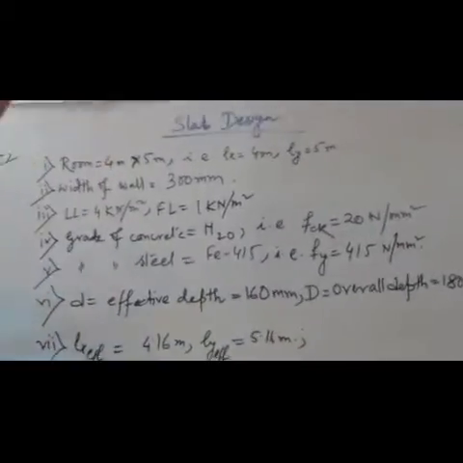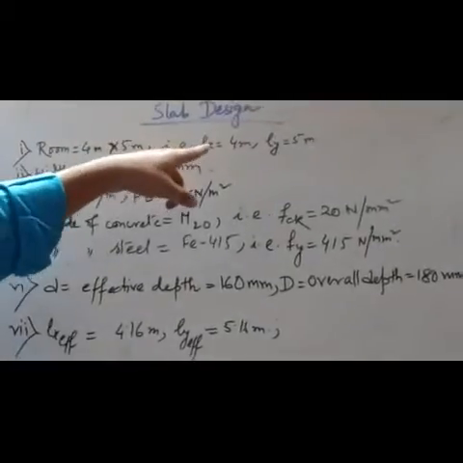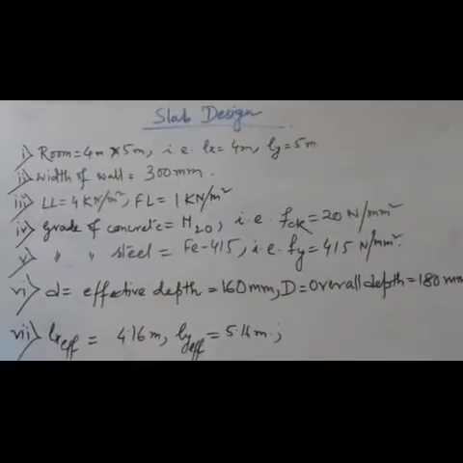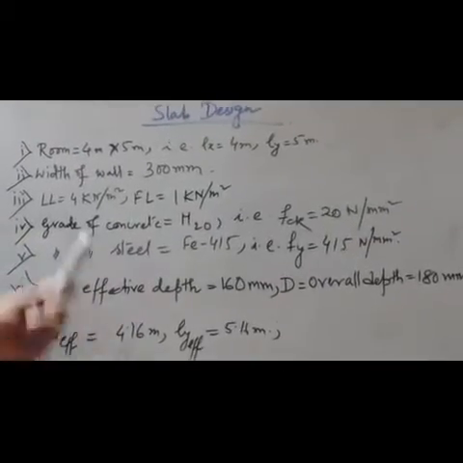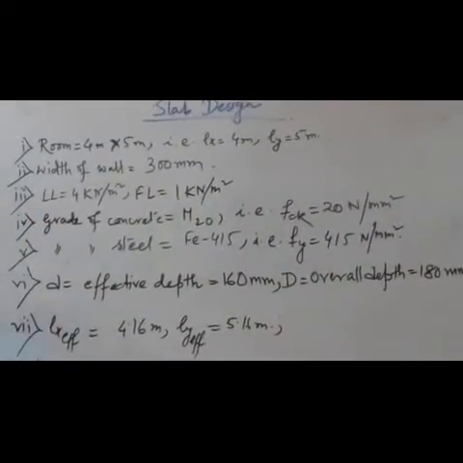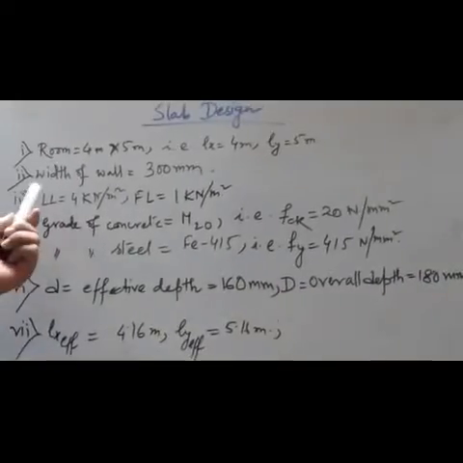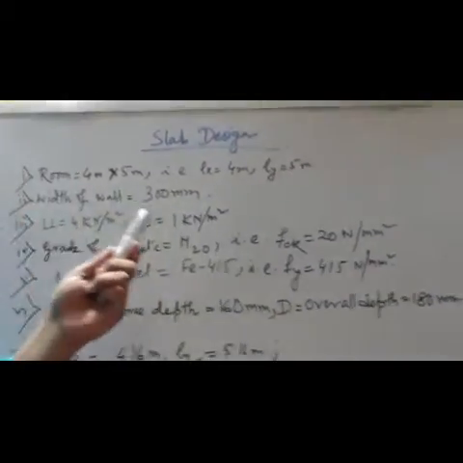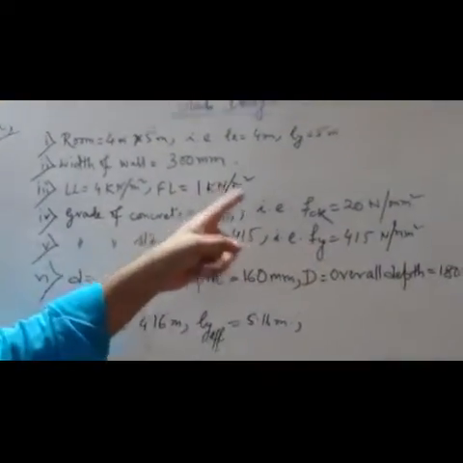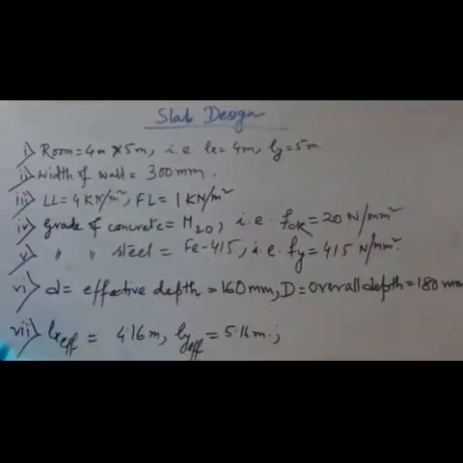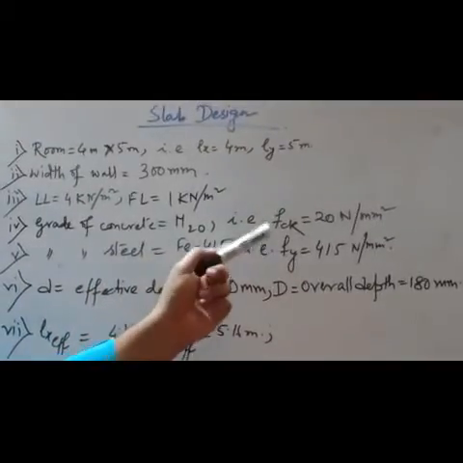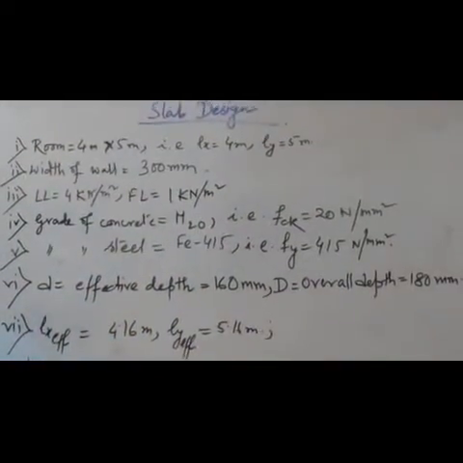First of all, the room is 4 meter into 5 meter, that is Lx, the shorter span, 4 meter, and Ly is the longer span, 5 meter. The width of the wall on which the slab rests is 300 millimeter. The live load is 4 kilonewton per meter square, floor load 1 kilonewton per meter square, grade of concrete M20, that is fck equals 20 Newton per millimeter square, and the grade of steel is Fe415, that means fy equals 415 Newton per millimeter square.